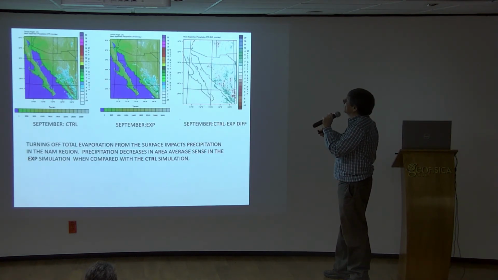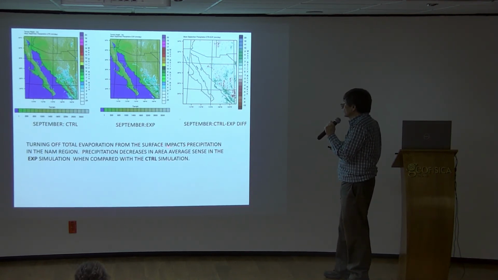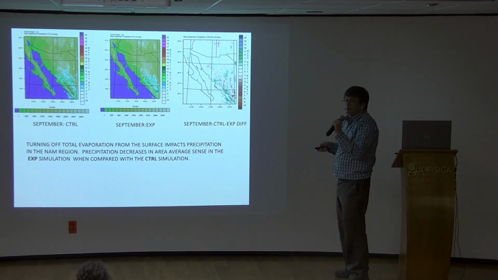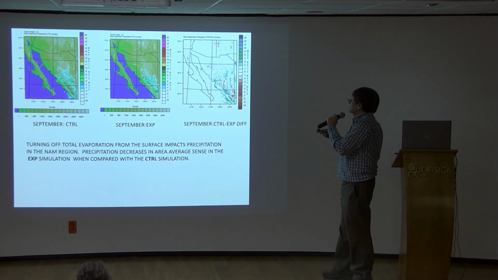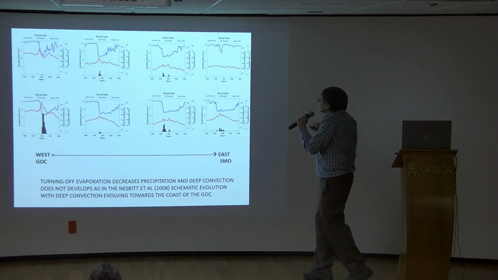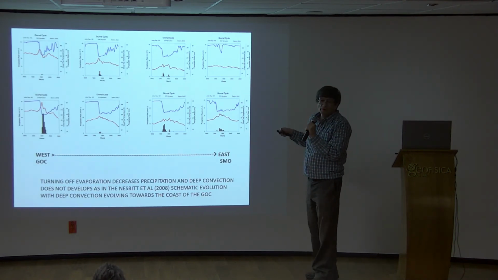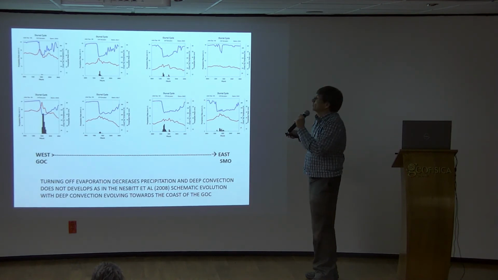this is for other months, so the same effect. So what happens here is that the total shutoff of evaporation from the surface does impact the NAM region. Precipitation decreases area-wise when you compare the experiment with the control run. And this is something that I wanted to show you. These are results from the model of the same observational data that you saw for the experiment in 2013.